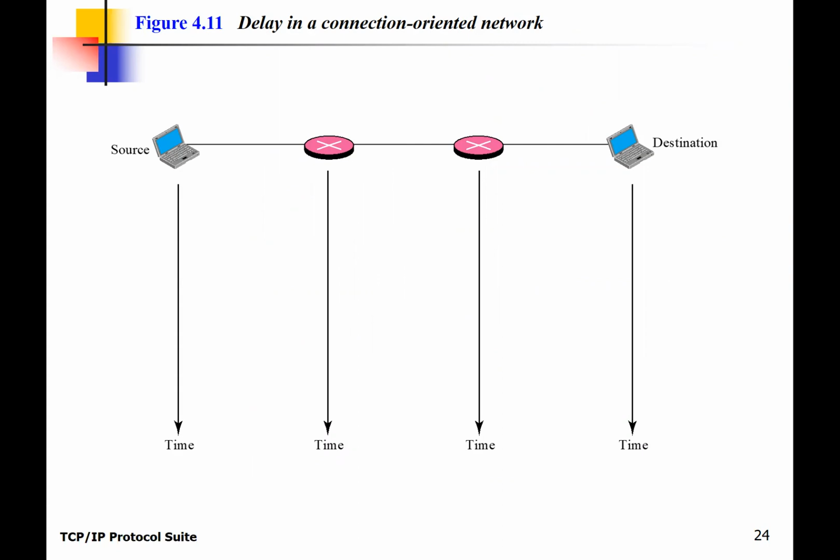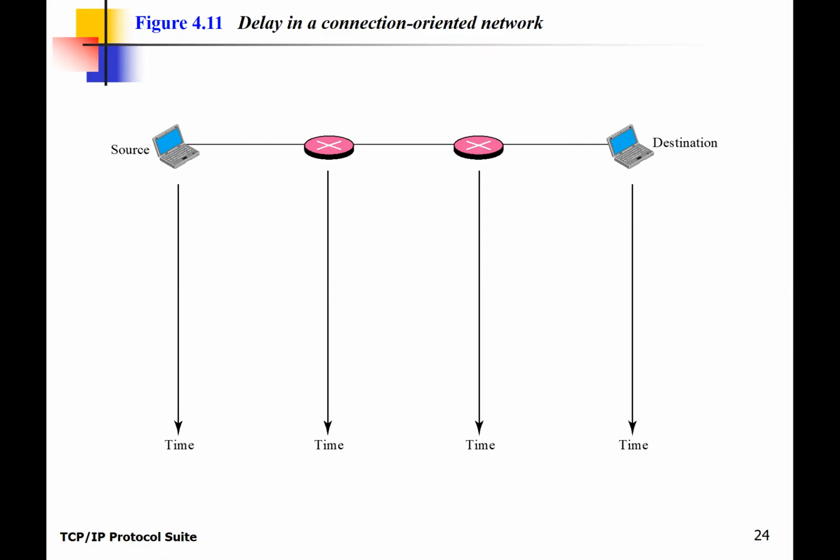So what did we do here exactly? First step, we established the path. Now all the packets will follow. If you have 100 packets, all of them have to follow the same path. All right, so that's why we call it connection oriented. We establish the connection and we send it.